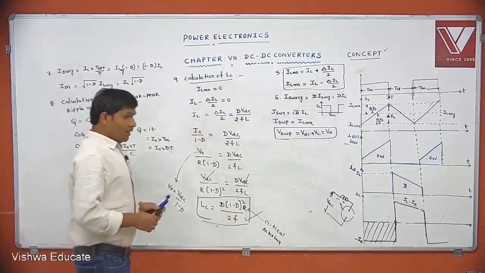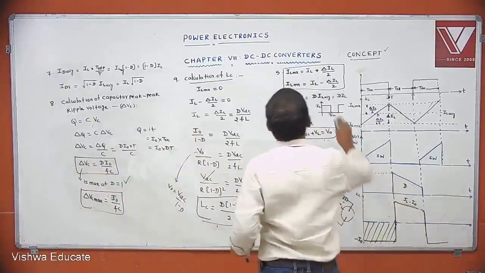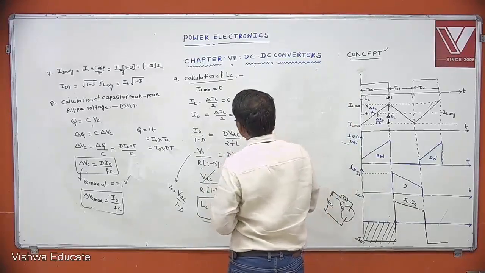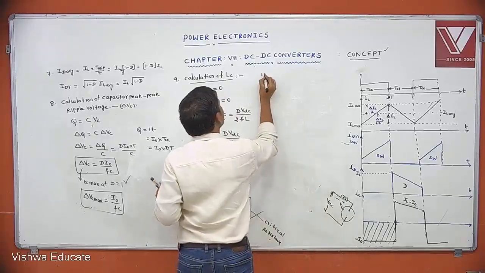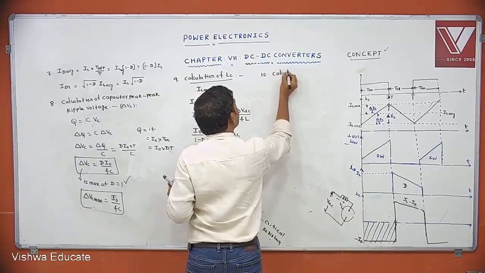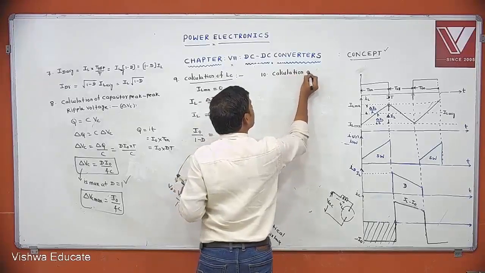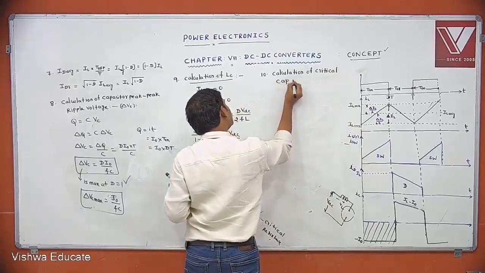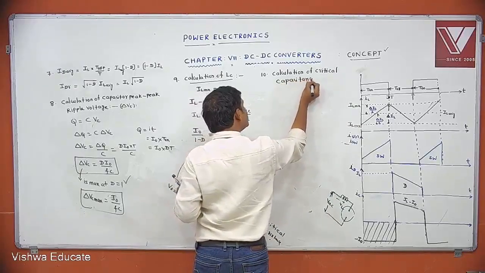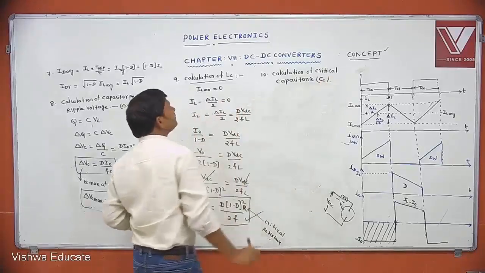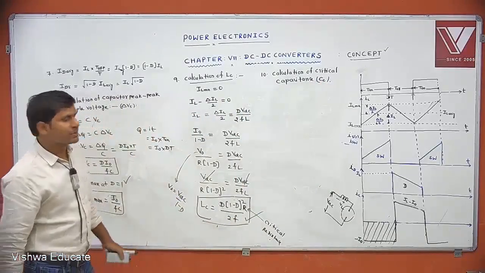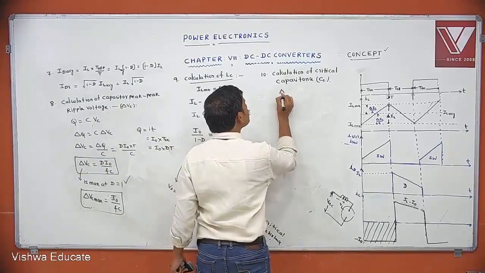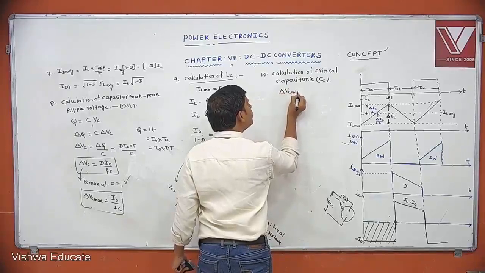Then the last one, the 10th parameter, is calculation of critical capacitance. What is the critical capacitance that you know? Critical capacitance CC. What is the condition to calculate the critical capacitance? The condition is delta VC minima equal to 0.